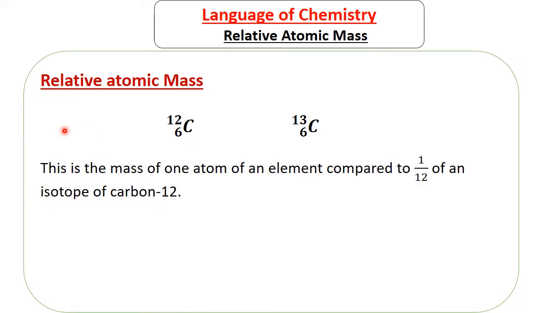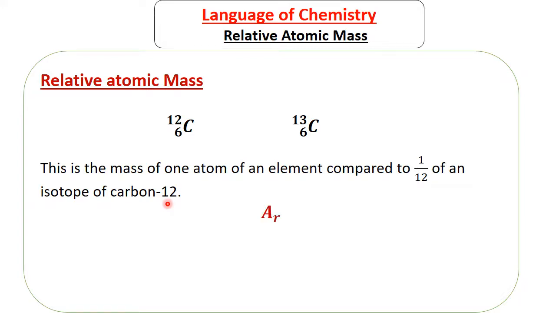So the definition for relative atomic mass is the mass of one atom of an element compared to 1/12 of an isotope of carbon-12. Don't get confused on what this means. In short, there is a standard which is used to compare the relative atomic mass of an atom, and the standard is carbon-12. So this is just a standard. This is the definition that you can just master. There will be no concepts that are going to be derived from this. But what is important is to know how to calculate relative atomic mass.